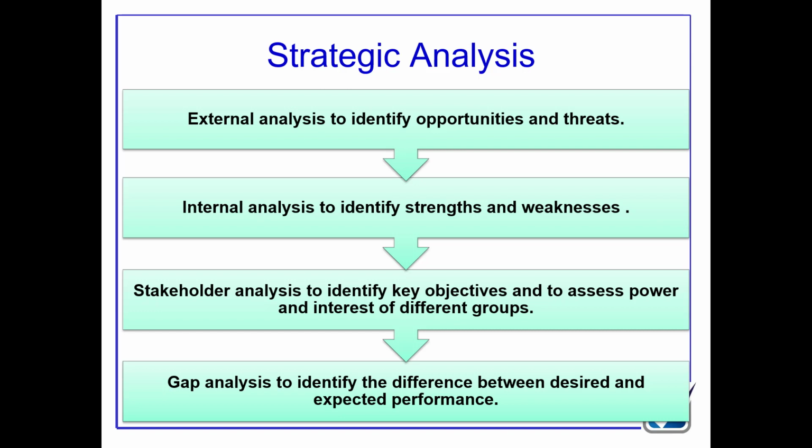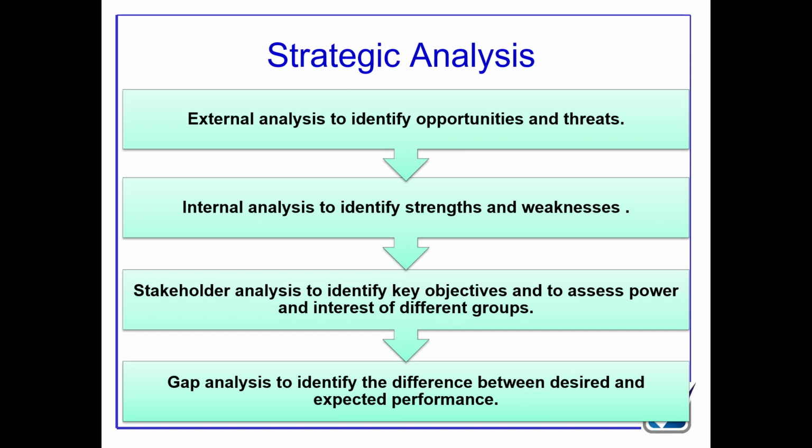Once we've worked out what the external environment is up to and what our internal environment is all about, then we can start looking at stakeholders. And I try to identify who our key stakeholders are and try to work out which stakeholders are more important to us. And then once we've worked out which ones are more important to us, we can work out which ones we need to keep happy. Then we'll have a look at a gap analysis, and the gap analysis looks at the difference between where we will be if we take no action and where we want to be.